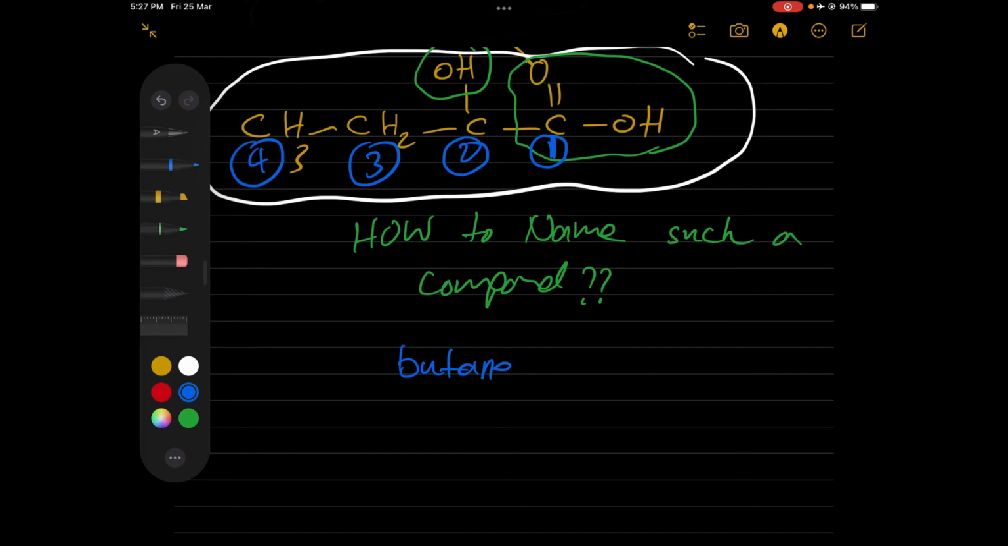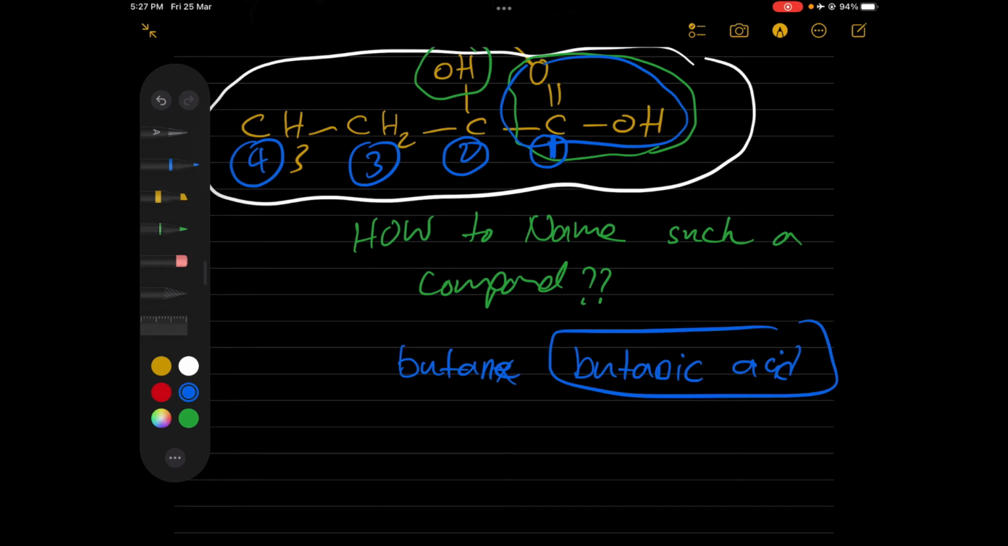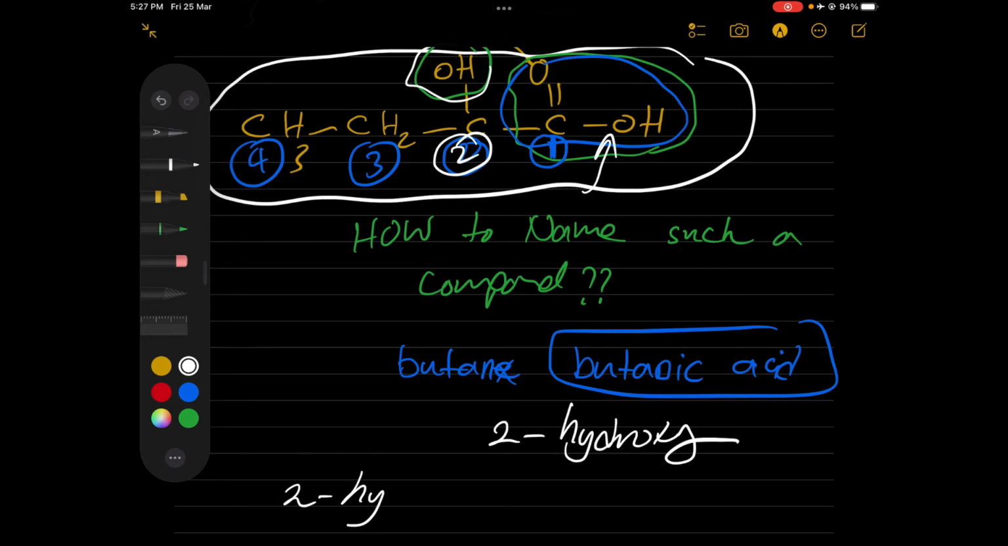Okay, butane. All right. And we have carboxylic acid, and then it will become butanoic acid. Okay, so this is the first thing here. And you just notice that once you have OH group in the presence of another functional group, then we call it hydroxy. Okay, and we just noticed that the hydroxy group is in the second carbon in here, so we have to put 2 hydroxy. Then it will be 2 hydroxy, okay, butanoic acid.